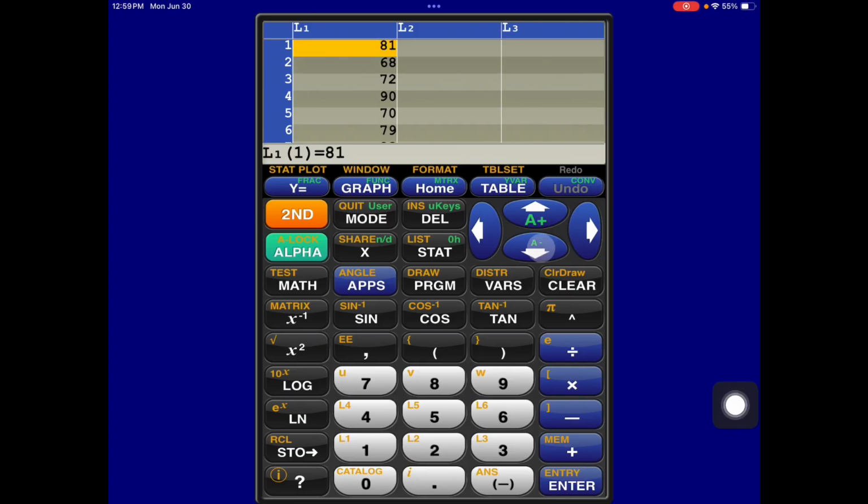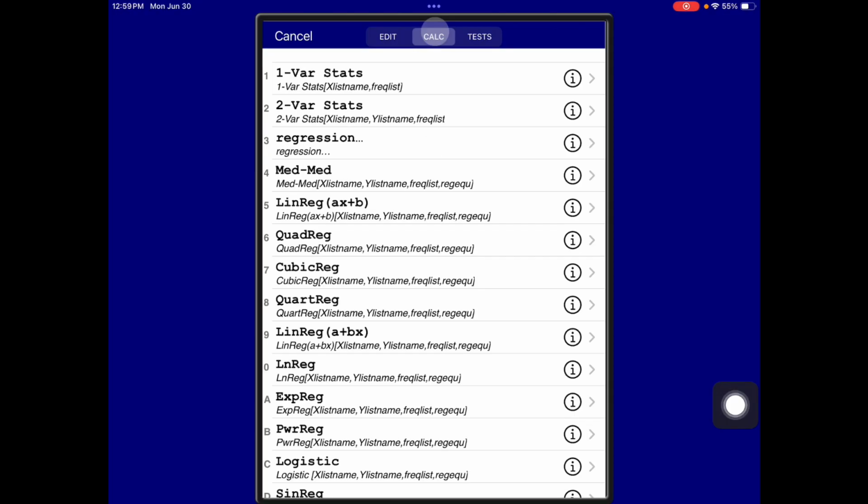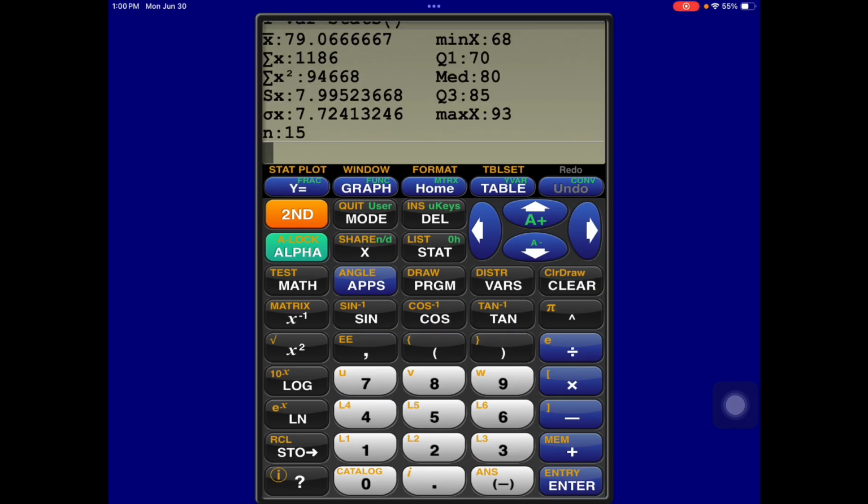From here, you need to select Stat again. We're going to go to Calc and then one of our stats. From here, you can either type in L1 or just select Enter. If you have the physical graphing calculator, it does ask for you to type in L1 for your list. Select Enter, and you'll notice you get your results on the screen.